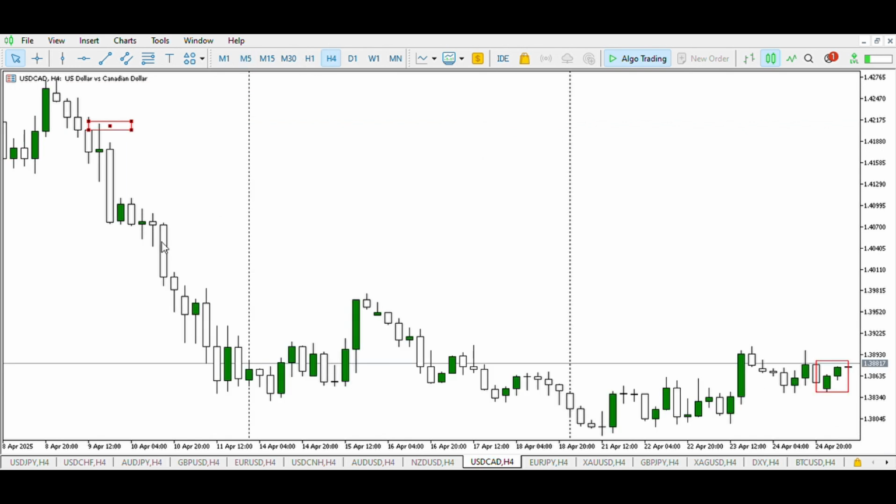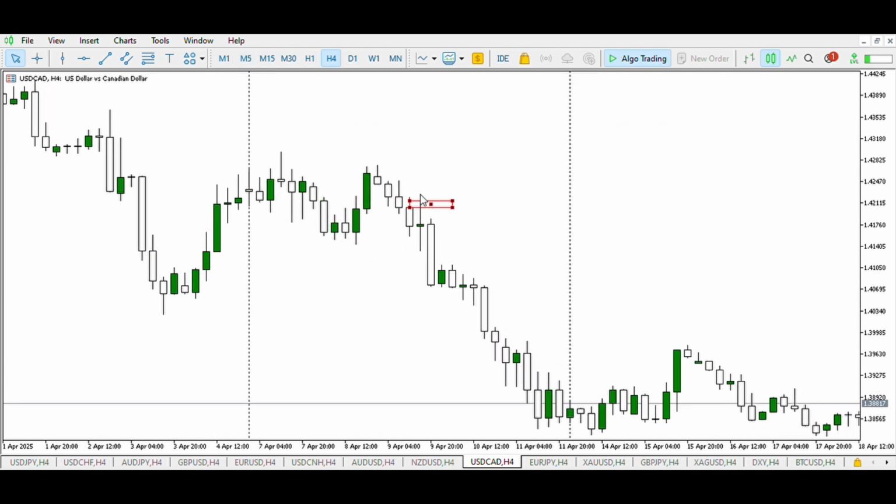Let's get back to our business. This is what I want to show you on the lower time frame. You can see that there's a strong pattern there.